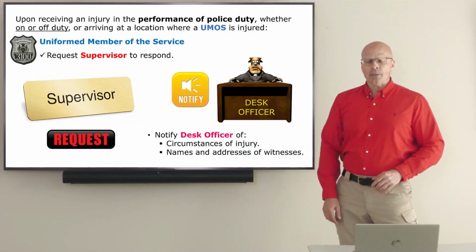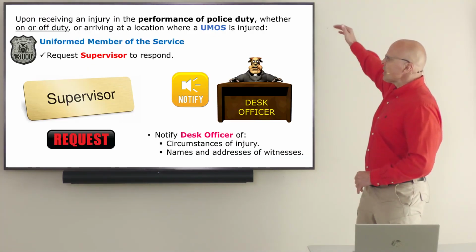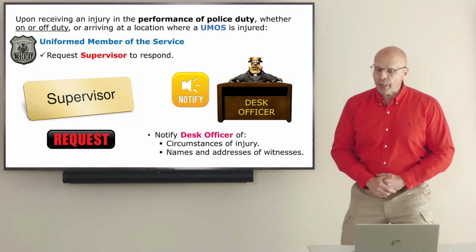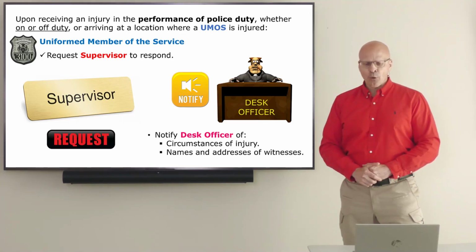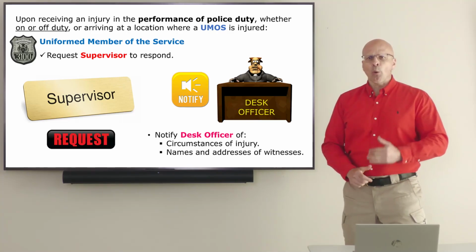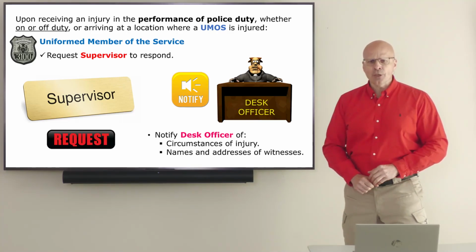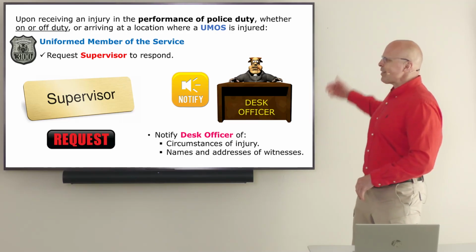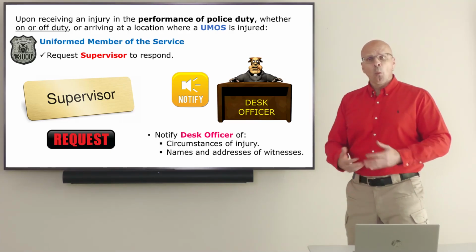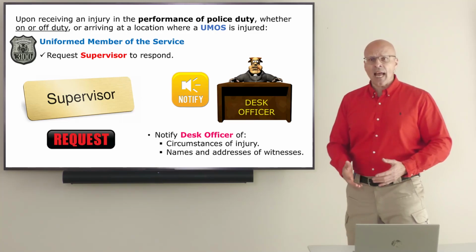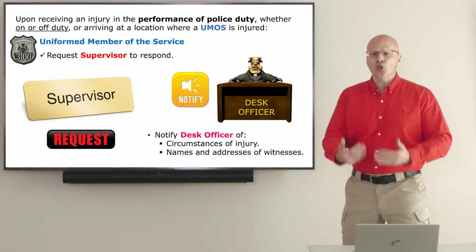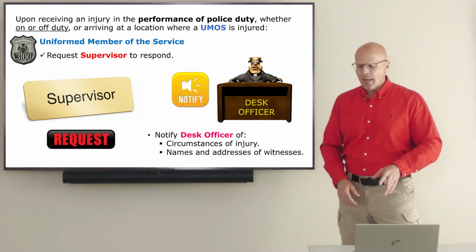Now the procedure begins. Upon receiving an injury in the performance of police duty, whether on or off duty, or arriving at a location where a uniformed member of service is injured, the uniformed member of service, what will he do? Very, very basic duties. First, he's going to request a supervisor to respond, which is very vague. What supervisor that is, it doesn't say. It doesn't say the investigating supervisor, it just says request a supervisor to respond.